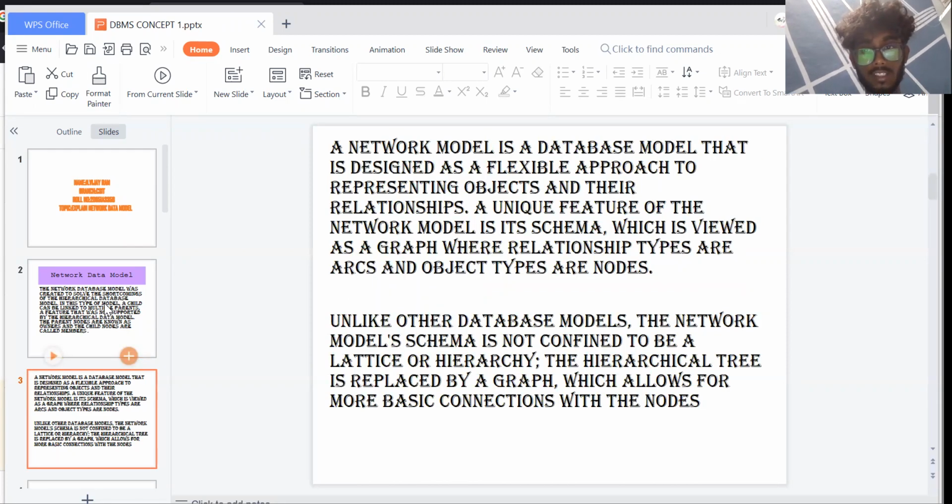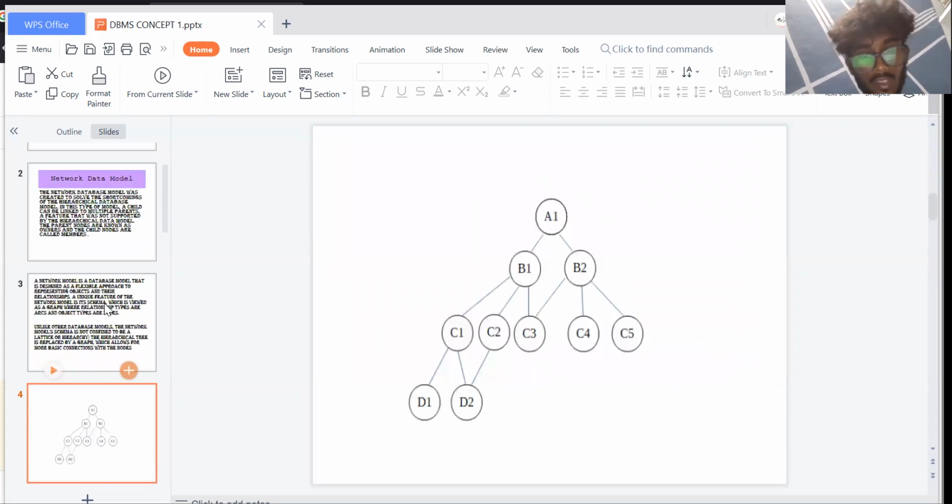The network model is a database model that is designed as a flexible approach to representing objects and their relationships. A unique feature of the network model is its schema, which is viewed as a graph where relation types are arcs and object types are nodes. Unlike other database models, the network model schema is not confined to a lattice or hierarchy. The hierarchical tree is replaced by a graph which allows for more basic connections with the nodes. This is a diagram.